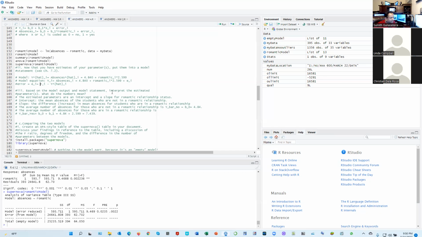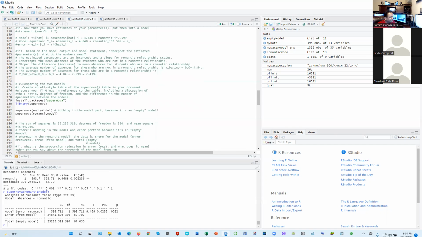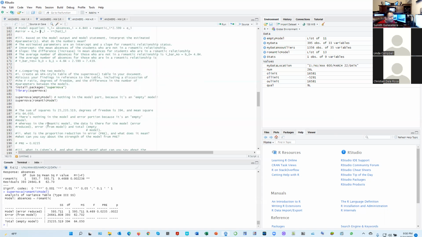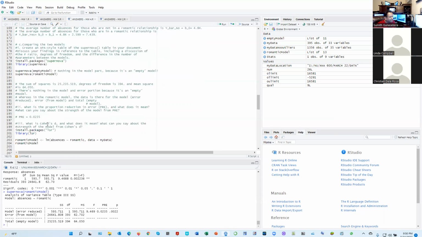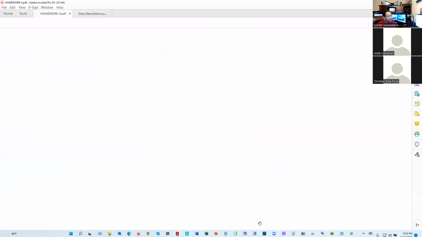Based on the model output and model statement, interpret the estimated parameters. What the numbers mean. You know what these numbers mean. The estimated parameters are the intercept and slope. Then, comparing the two models. How do you compare two models? Create an ANOVA, a supernova table, for your document. Discuss your findings. You have a supernova already. You run this supernova. We're going to utilize the prior work. So I'm going to go ahead and look into this very clearly. Workflow.